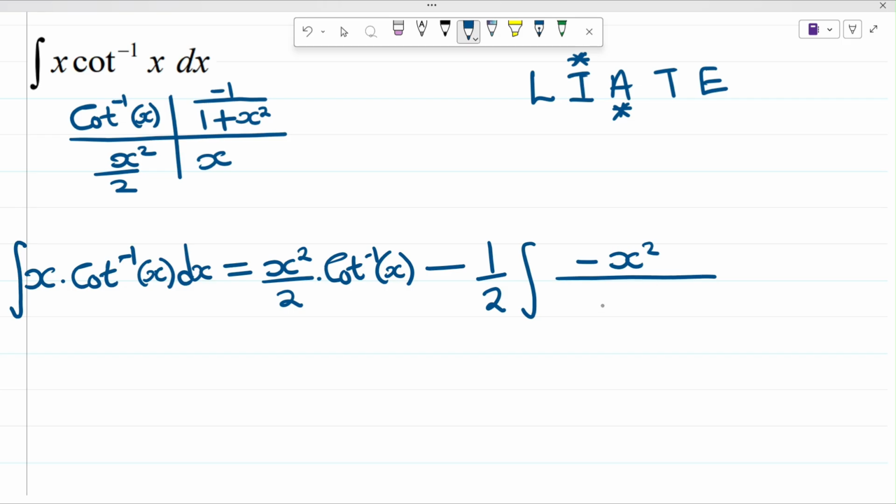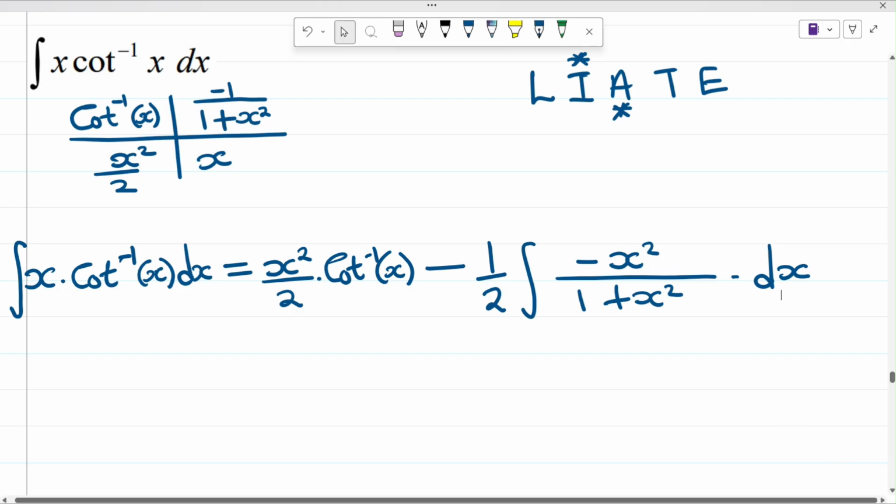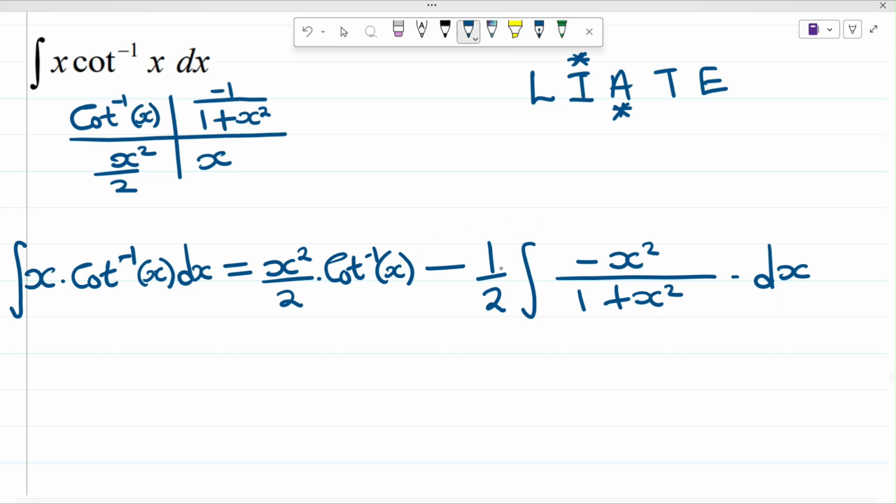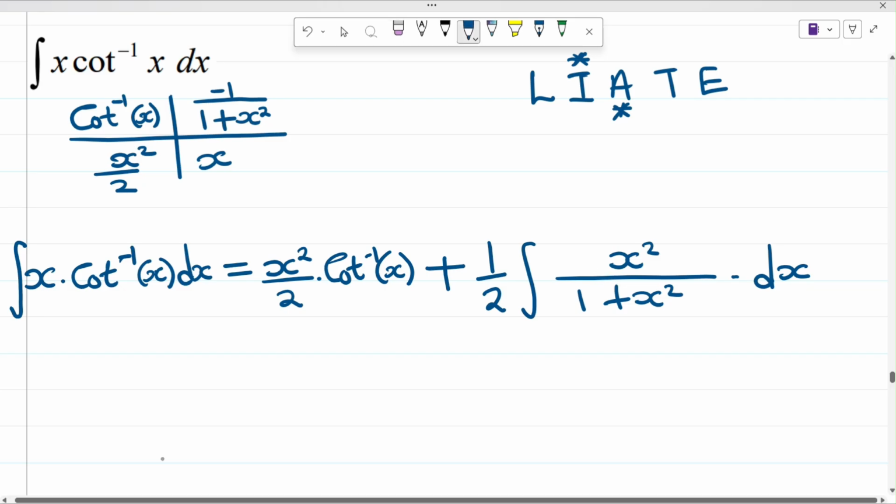Negative x squared over 1 plus x squared, just like that. And then I have my dx here, of course. So what I'm gonna do now is just to take this negative sign outside the integral. So it's gonna force this one to become positive, and then this negative sign is now removed.